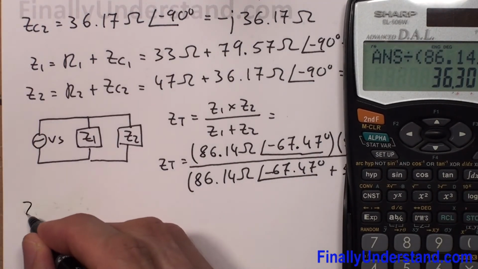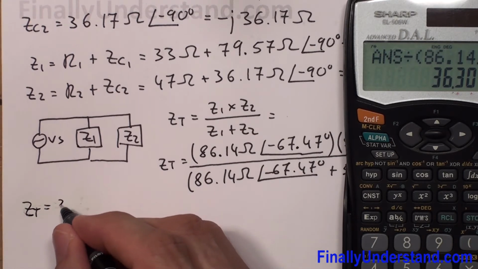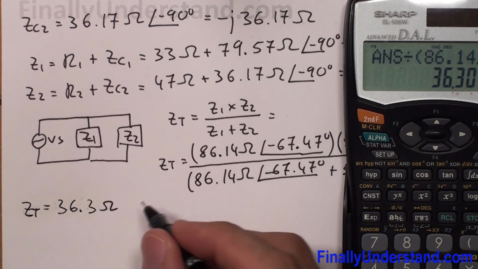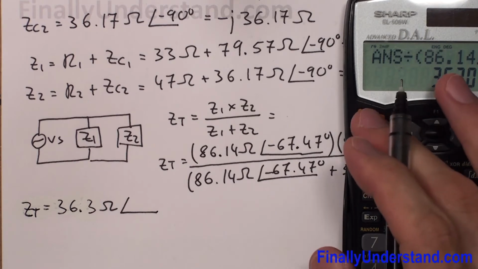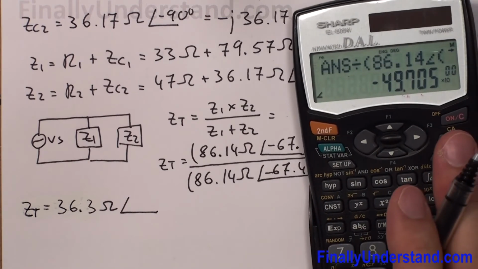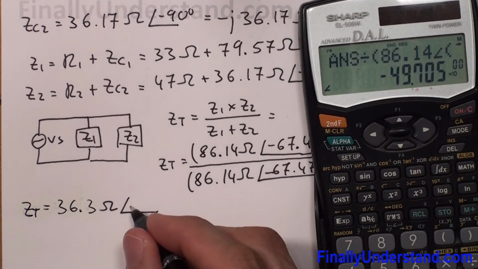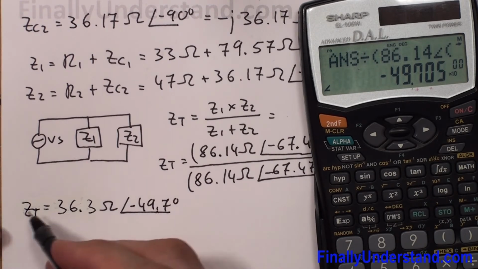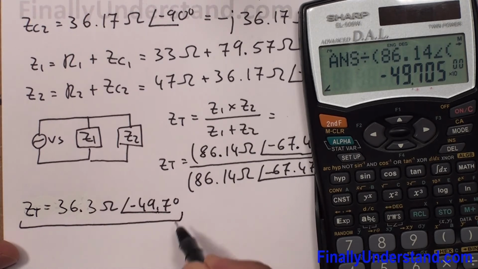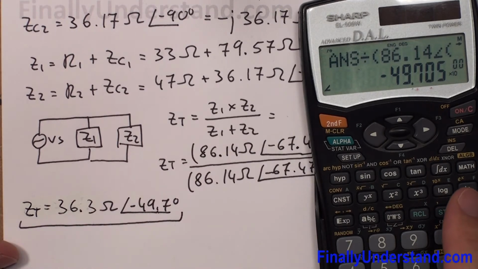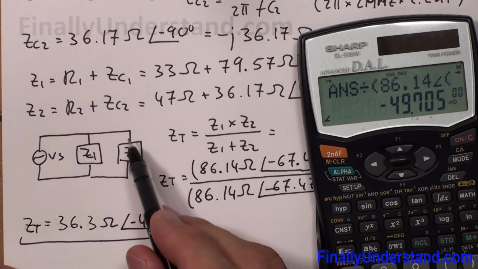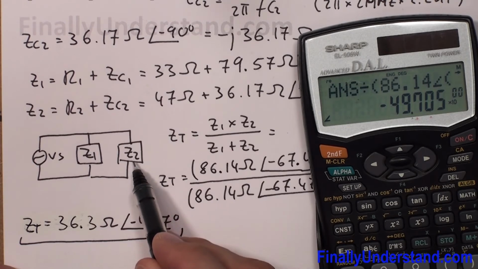So I have Z total is equal 36.3 ohms and angle of negative 49.7 degrees. So this is my Z total. Next, the problem is asking me to find the current which goes through the branch Z2.